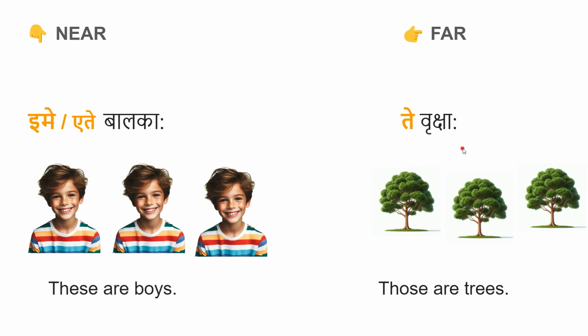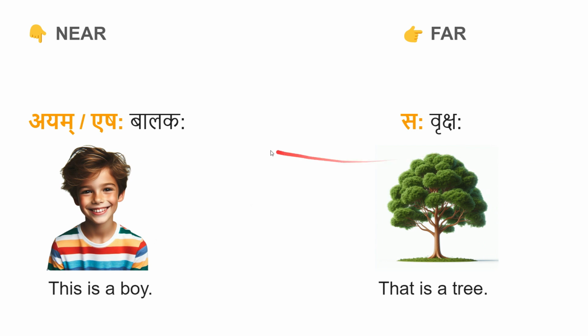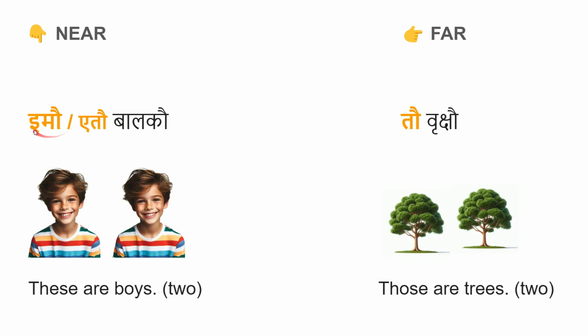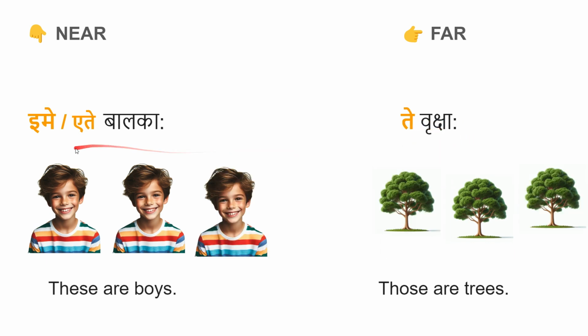One more thing I want to point out is that along with the pronoun, the noun form also changes. Look at this. Here, singular: I am balakaha, esha balakaha, and saha vrikshaha. With the pronoun forms imau or etau, it becomes balakau. The noun also changes form here: tau vrikshau. And here, ime balakaha and ete balakaha, te vrikshaha.